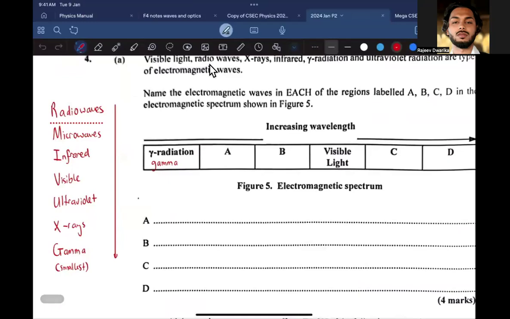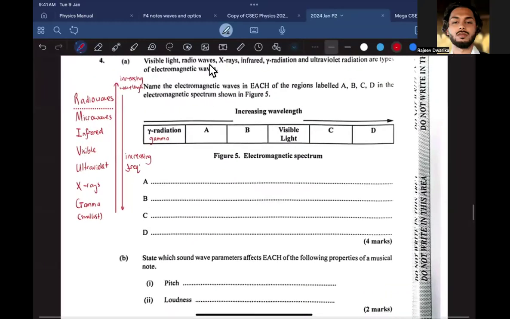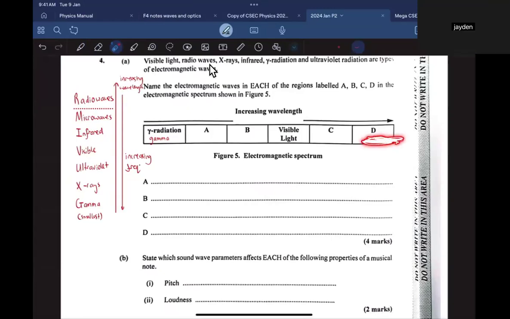So this is in increasing frequency. And if we're talking about wavelength, this could be in order of increasing wavelength. So Jadon, which one has the longest wavelength? Radio waves, right? You're tempted to say this is radio. Okay, wait. Take your time.